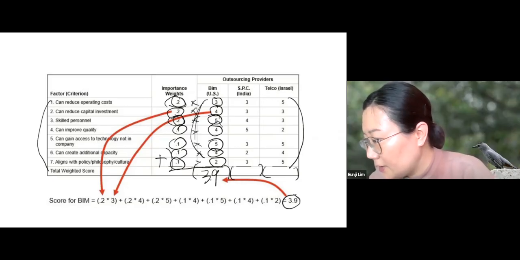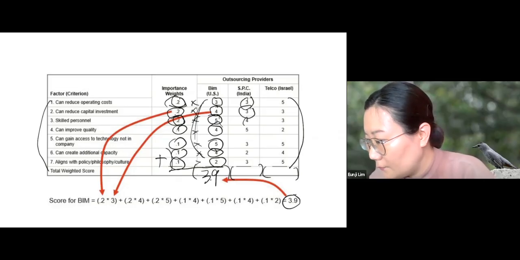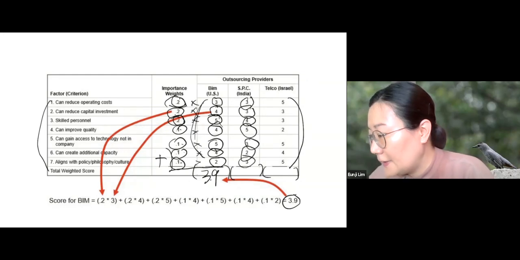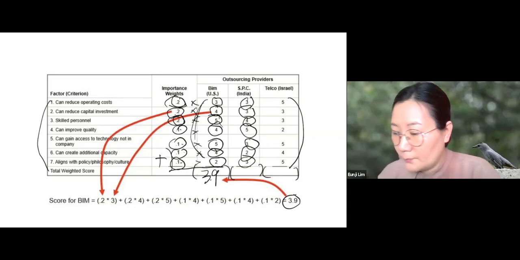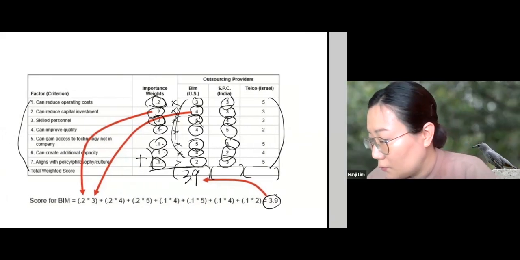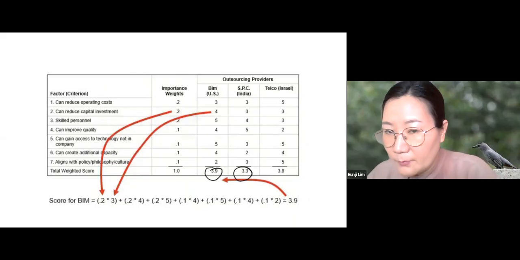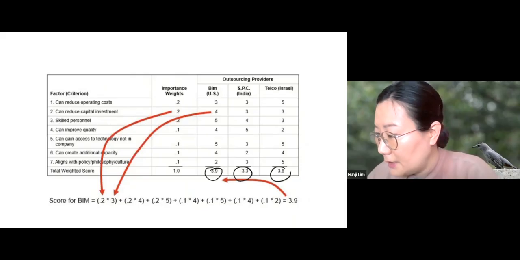So for the supplier in India, you take 3 times 0.2, 3 times 0.2, 4 times 0.2, 5 times 0.1, 3 times 0.1, 2 times 0.1, 3 times 0.1, and add them up, you get the global performance. And you repeat this for Israel too. Then you have 3.9 for the United States, 3.3 for India, and 3.8 for Israel.